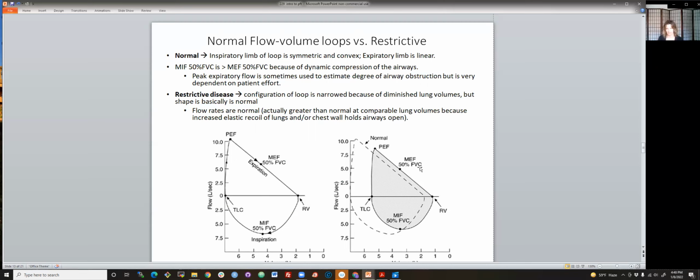On the other side, what we're seeing here is that we've still got the same shape of flow, just like we did in the normal one, but what is different is the volume, okay? So we've still got a configuration of a loop that's narrowed. It's still domed, but it's narrowed because of the diminished lung volumes, but the shape is normal.